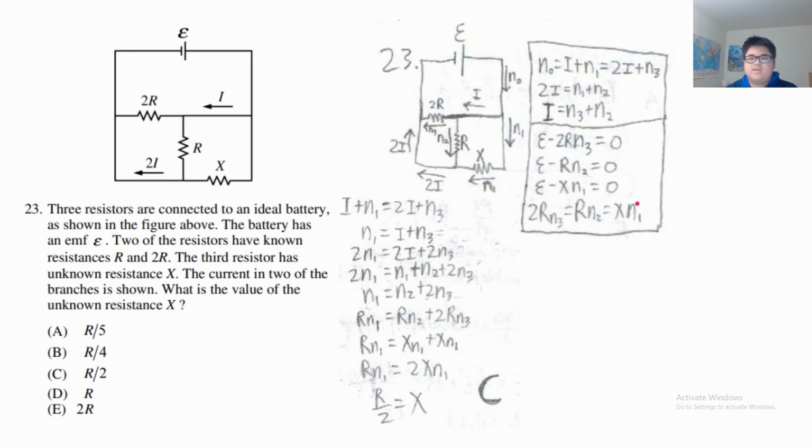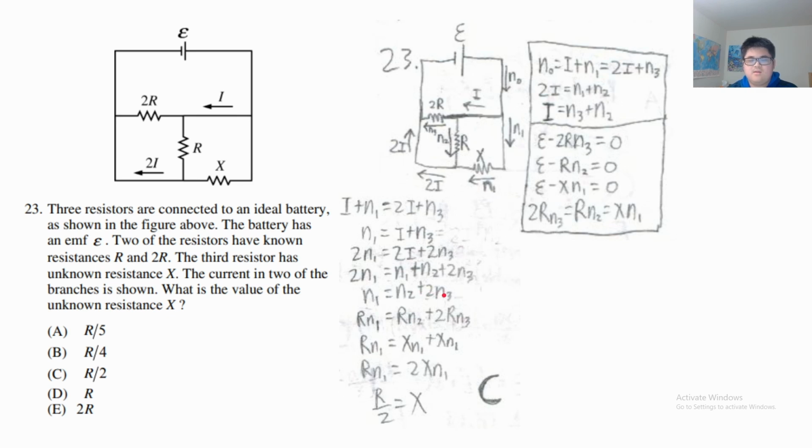So we know that I plus N1 is equal to 2I plus N3. We subtract I from both sides. We multiply 2 to both sides. And here we have 2I. We have 2N1 equals 2I plus 2N3. We know that 2I is equivalent to N1 plus N2, so we can substitute that in. So we have 2N1 equals N1 plus N2 plus N3. All right. So now we subtract N1 from both sides, and we get N1 equals N2 plus 2N3.